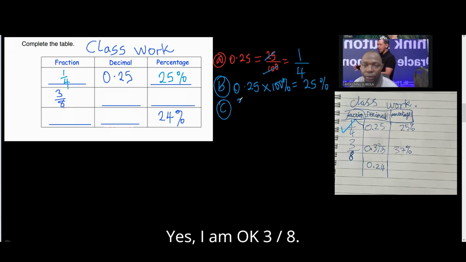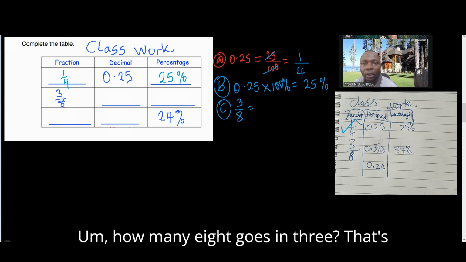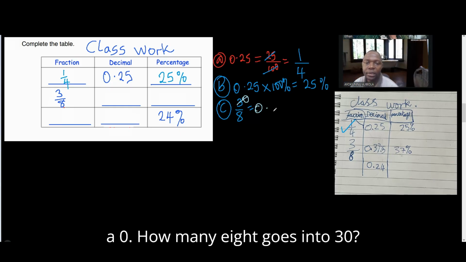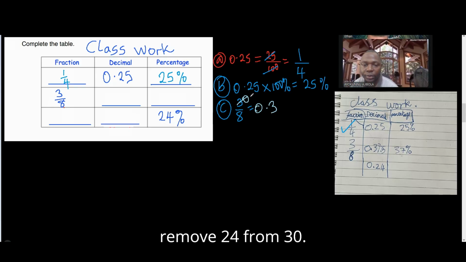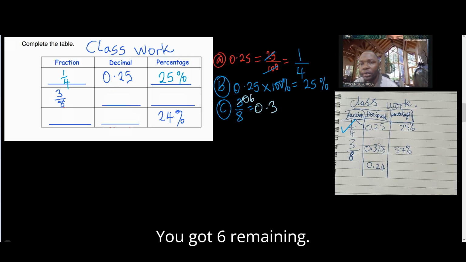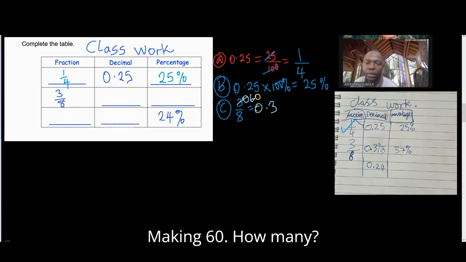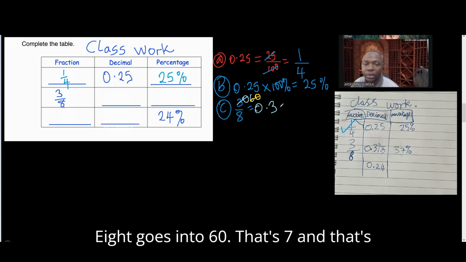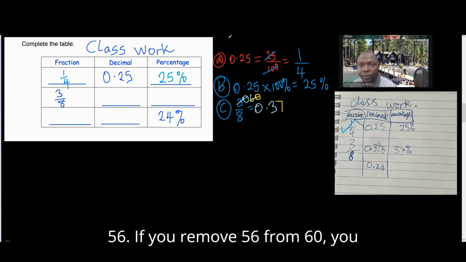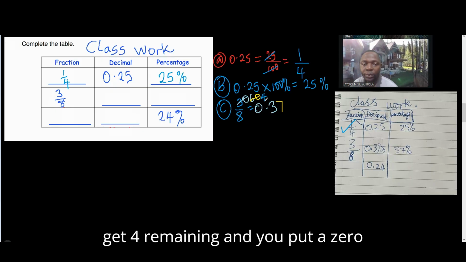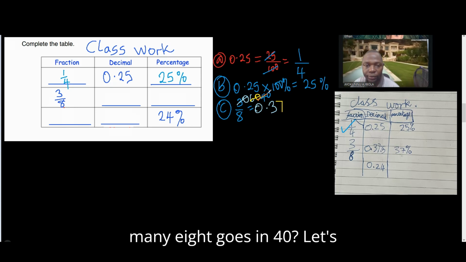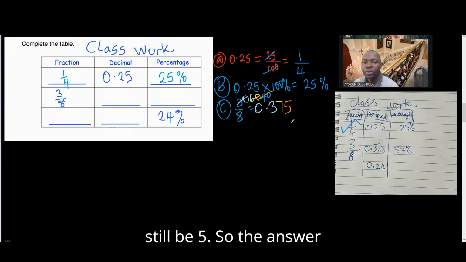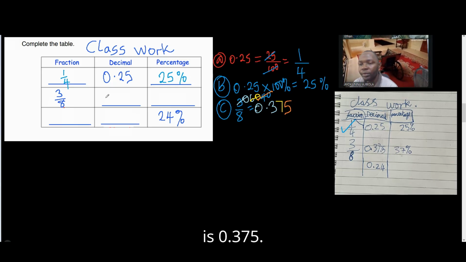And the third one, we have 3 over 8. Are you watching this? Yes, I am. Okay, 3 over 8. How many 8 goes in 3? That's a 0. How many 8 goes in 30? That's 3, and that's 24. If you remove 24 from 30, you get 6 remaining, making 60. How many 8 goes in 60? That's 7, and that's 56. If you remove 56 from 60, you get 4 remaining, and you put a 0 to make 40. So how many 8 goes in 40? That's going to be 5. So the answer is 0.375.